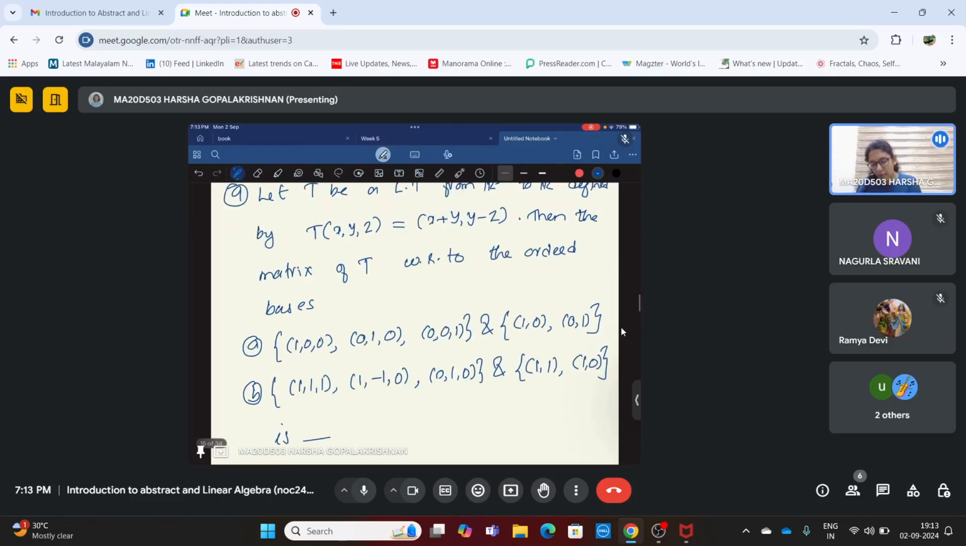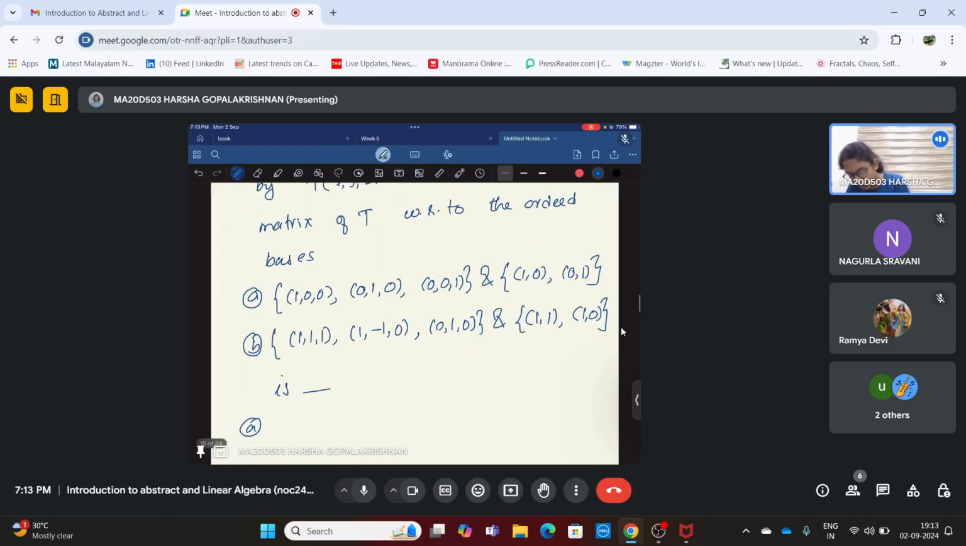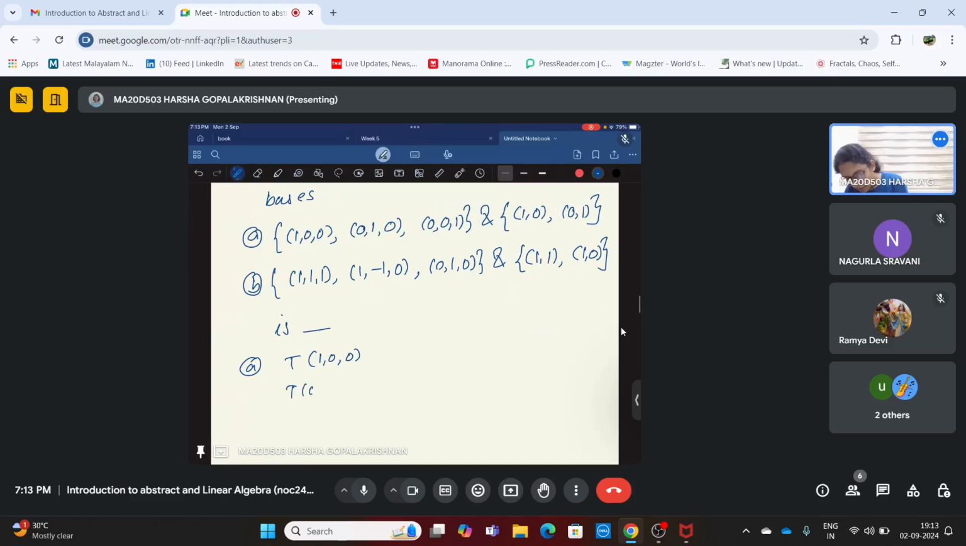So, given the map T of XYZ from R3 to R2 is defined as x plus y, y minus z. To write the matrix of T with respect to the given ordered basis, what does that mean? That means first we should write T of 1, 0, 0, T of 0, 1, 0, T of 0, 0, 1. We are taking these three elements from the given basis of R3.